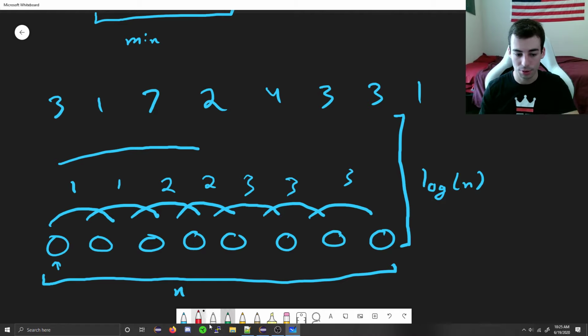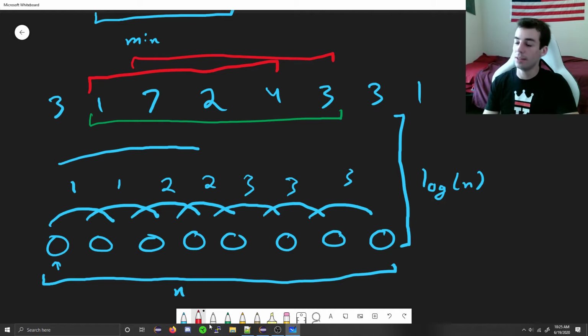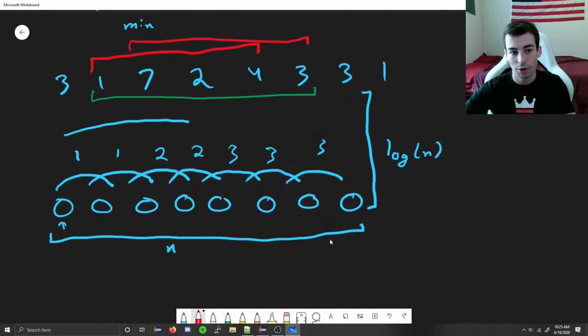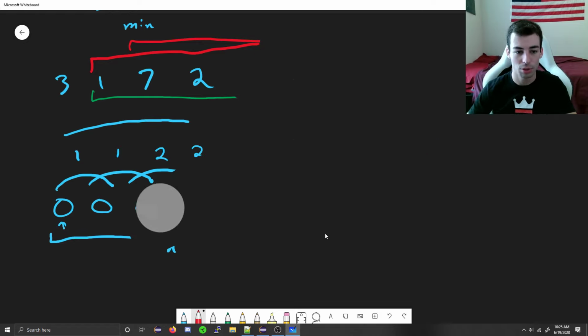Let's do another example. So maybe we want to look at something that's 5 long. We can look at the first 4 things and the last 4 things, and then whatever the min is, it's going to be in one of those 2 ranges. So when we take the min of those 2 ranges, then we'll get the answer. So this works very well for minimums, but we can also use this for other things that you might not expect. So let's look at what some of those things are.